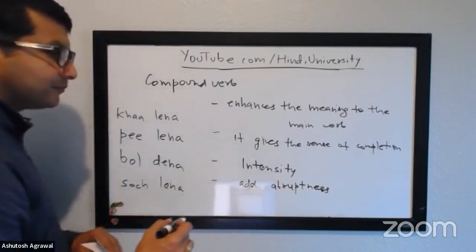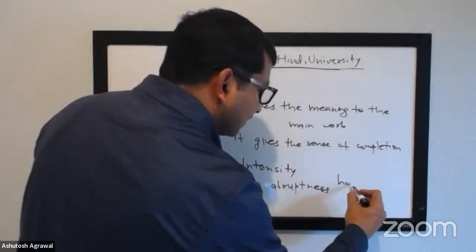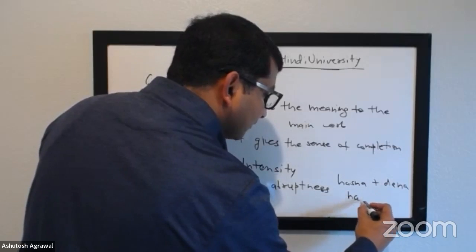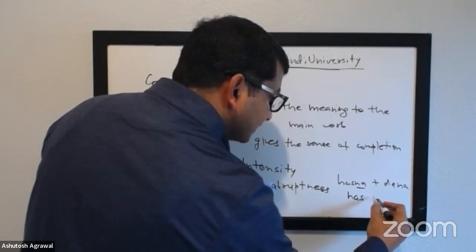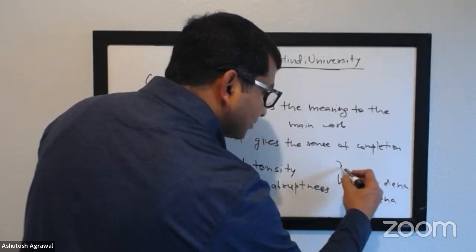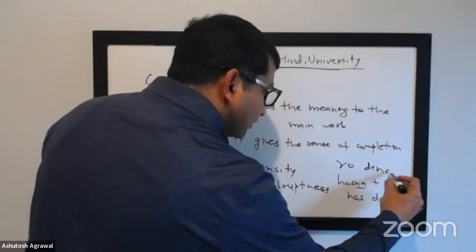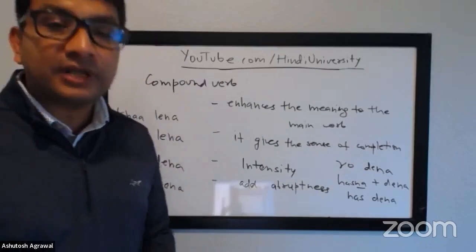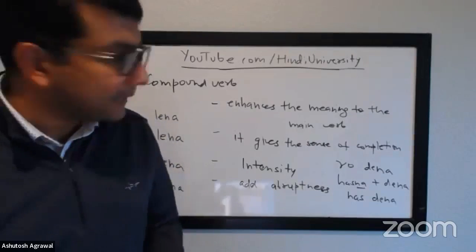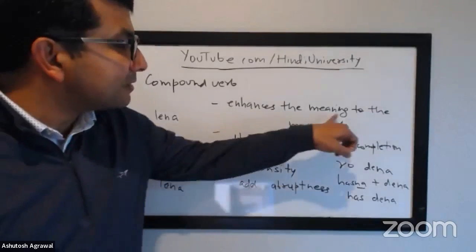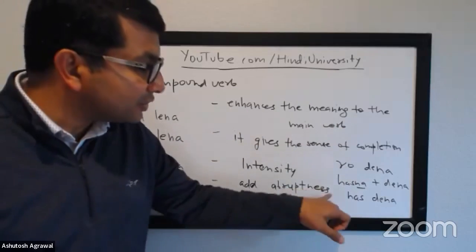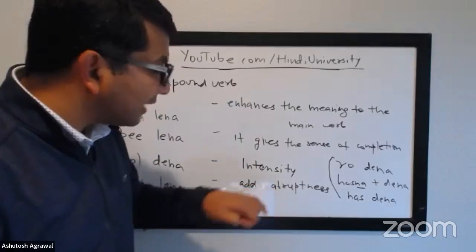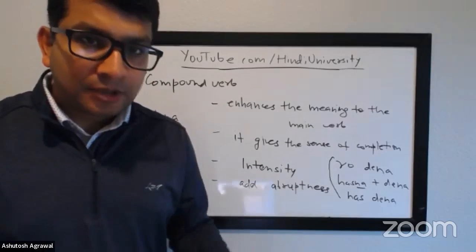Okay. So an example would be, let's say you have Hasna and Dena. As you know, you remove this part and you get Has Dena. Or similarly you have Ro Dena. If there is sudden abruptness in the crying, it's like Ro Dena or Has Dena. So in this case, even though I said it enhances the meaning of the main word, or gives a sense of completion, there is more to it. Sometimes it can add intensity or abruptness to the main word.